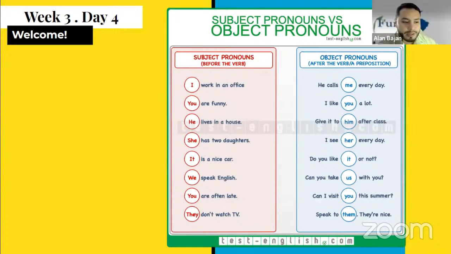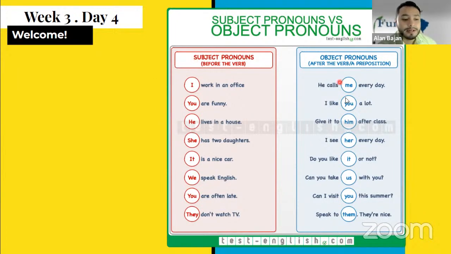Very good. And an object pronoun is where the action goes. Normally, they are after the verb or after a preposition. Subject pronouns are always before the verb, in the beginning of the sentence, most of the time.